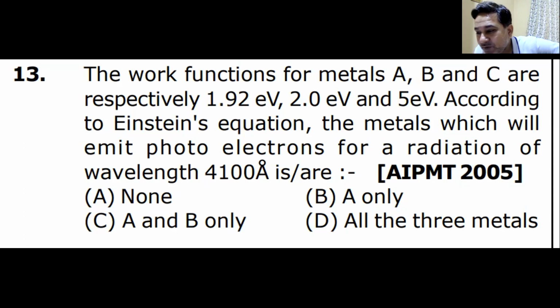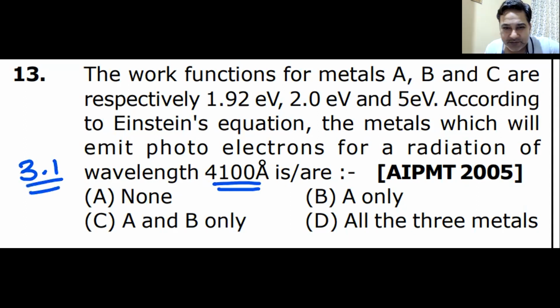So how do you find out? You have to find out how much energy the 4100 Angstrom unit wavelength has. How much energy will it have? 12,400 divided by 4,000. Yes or no? Approximately how much will it come? 3 point something something, 1, 2, or 4, whatever.